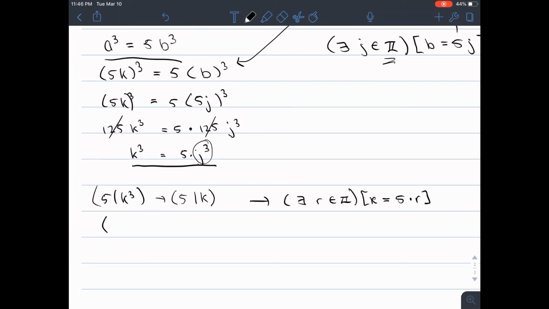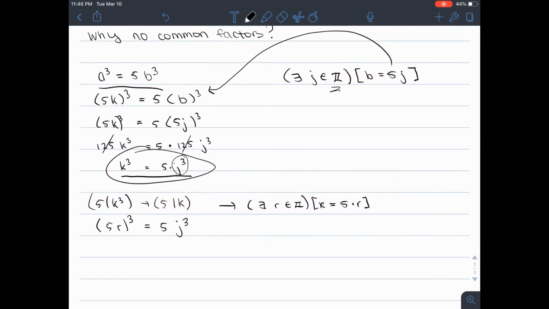Plugging this back into this equation here, we get that 5r cubed is equal to 5j cubed. Notice how this looks similar to this expression up here?